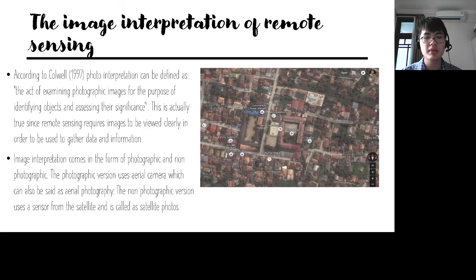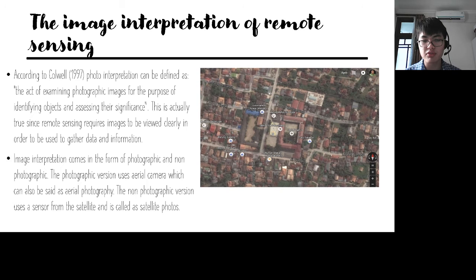Now, the image interpretation of remote sensing. As you can see here with the example of an aerial imagery, according to Cowell, 1997, photo interpretation can be defined as the act of examining photographic image for the purpose of identifying objects and assessing their significance. This is actually true since remote sensing requires images to be viewed clearly in order to be used to gather data and information. Image interpretation comes in the form of photographic and non-photographic.